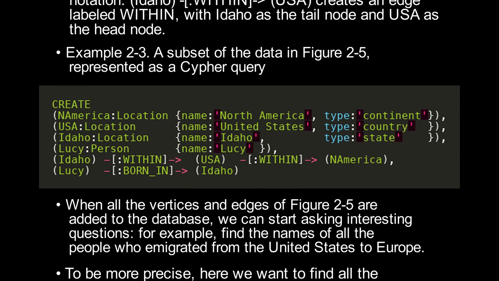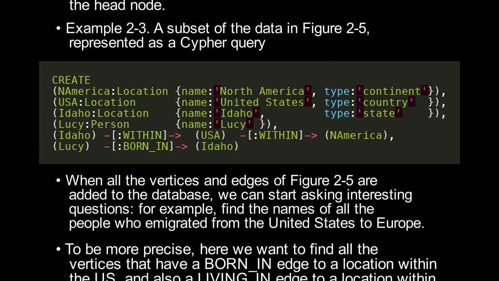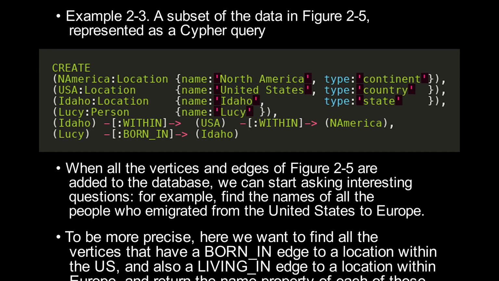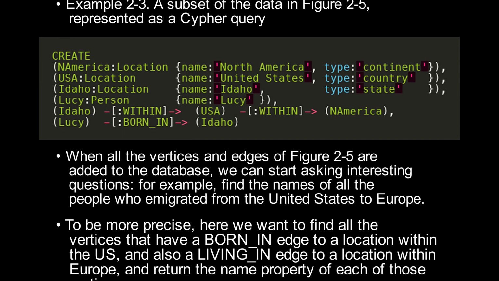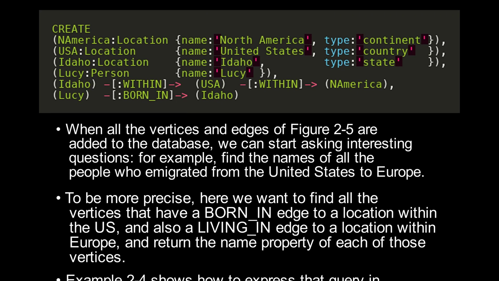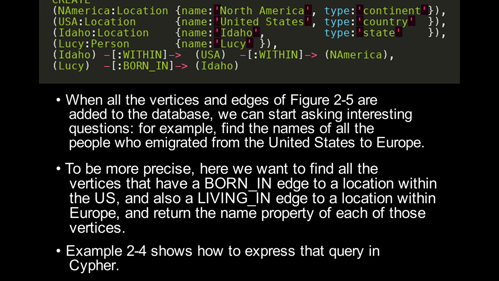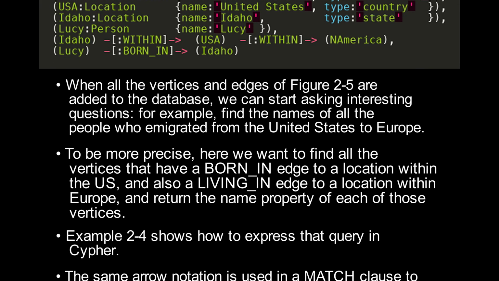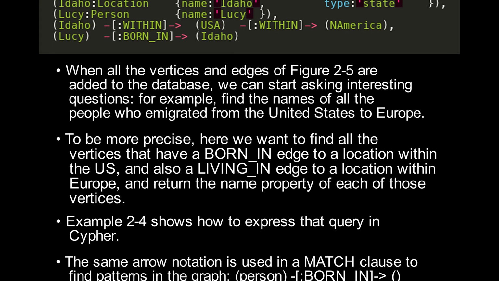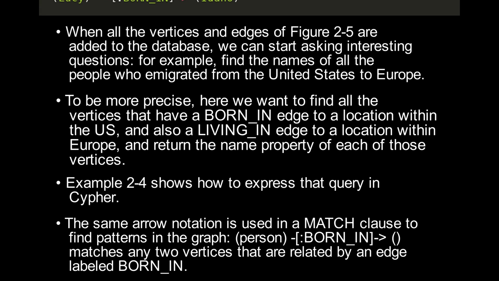When all the vertices and edges of Figure 2-5 are added to the database, we can start asking interesting questions. For example, find the names of all the people who emigrated from the United States to Europe. To be more precise, here we want to find all the vertices that have a BORN_IN edge to a location within the US, and also a LIVING_IN edge to a location within Europe, and return the name property of each of those vertices. Example 2-4 shows how to express that query in Cypher.